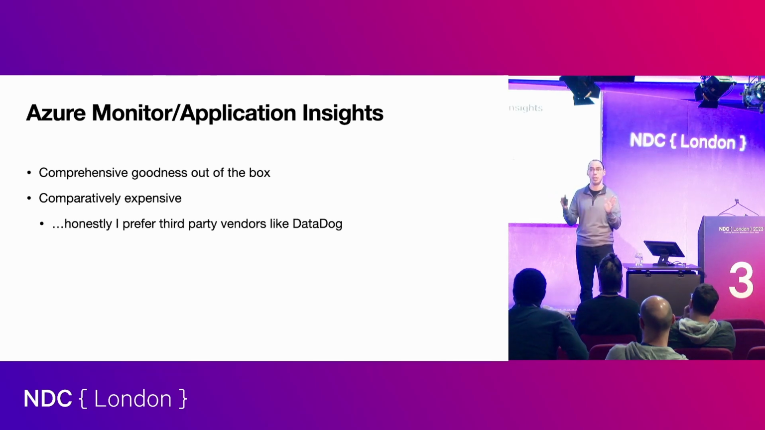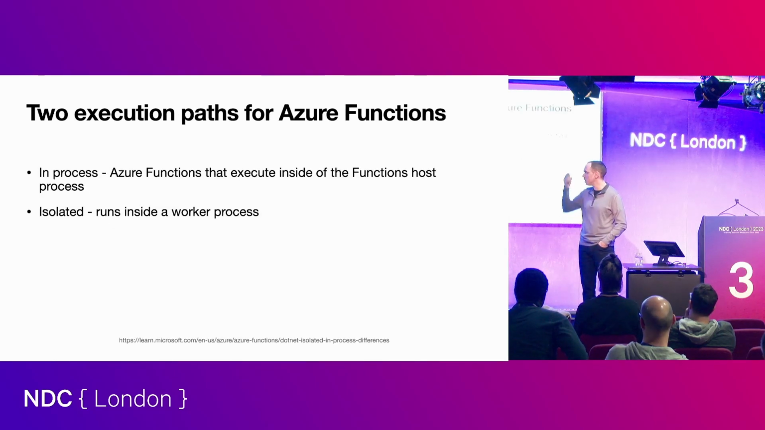There's a ton of cloud monitoring products that exist out there. But I personally like Datadog for the ease of finding things and the money that I'm spending. But Application Insights is a good product, pretty turnkey. So, talking about the execution paths for Azure Functions. There's in process, which runs inside of one process, and then there's isolated, which doesn't run each function inside of one process. But there are nuanced differences between the two.